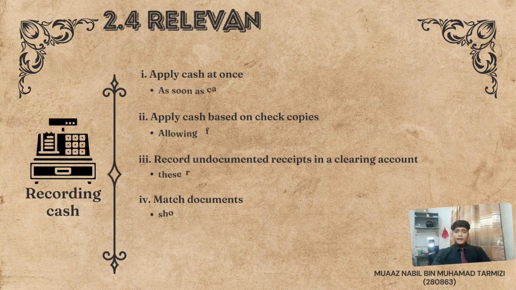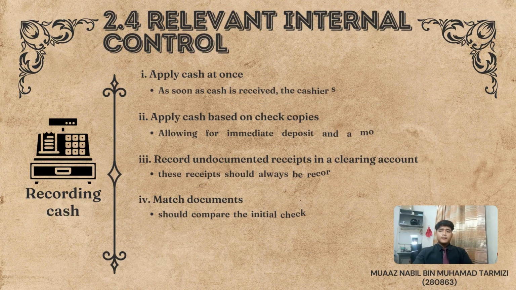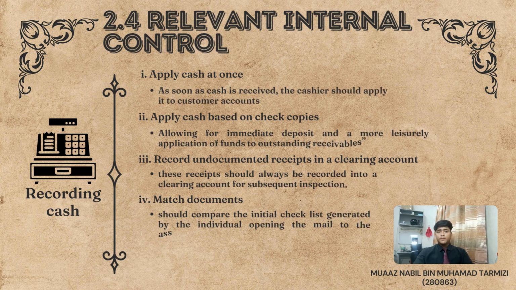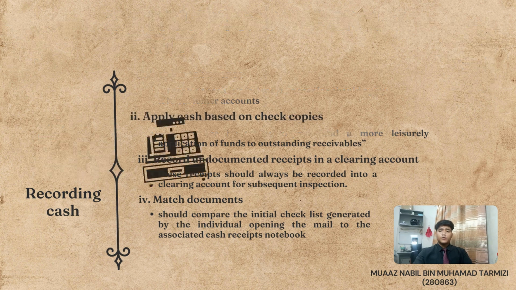Next, in recording cash, firstly is to apply cash at once, which means as soon as the cash is received, the cashier should apply it to the customer account. Next is to apply cash based on the check copies and record undocumented receipts in the clearing account, so that these receipts are always recorded in the clearing account for subsequent inspection. Lastly is to match documents, which is that the cashier should compare the initial checklist generated by the individual opening the mail to the associated cash receipt notebook.